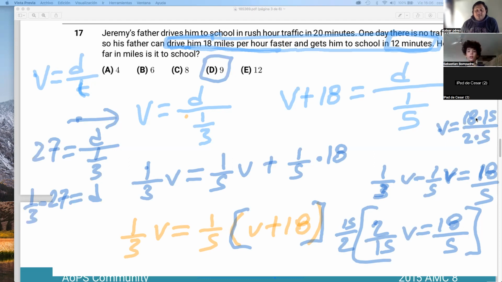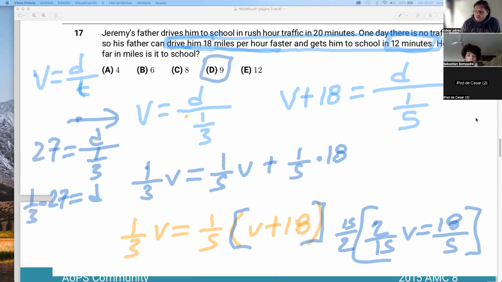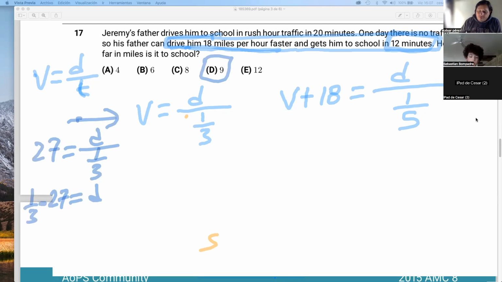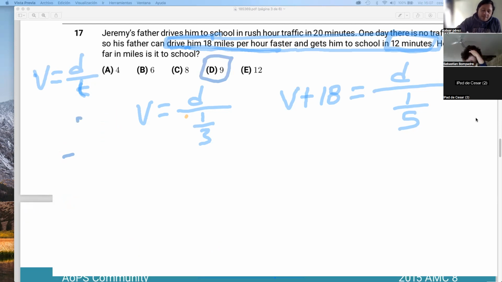But we can make this in another way. Okay, do you agree with this solution? Sí. Okay. Now, we can say it this way, because we don't want velocity, we want the distance. So we can substitute V, this. We are going to write it here.